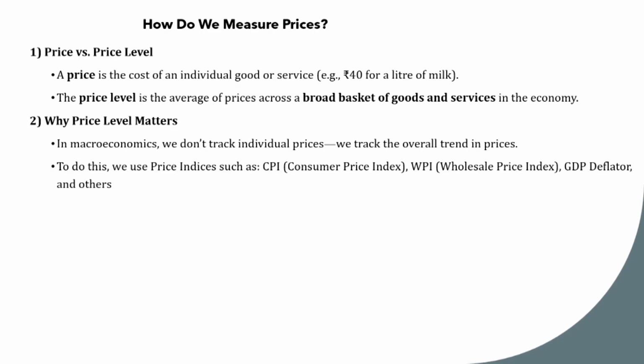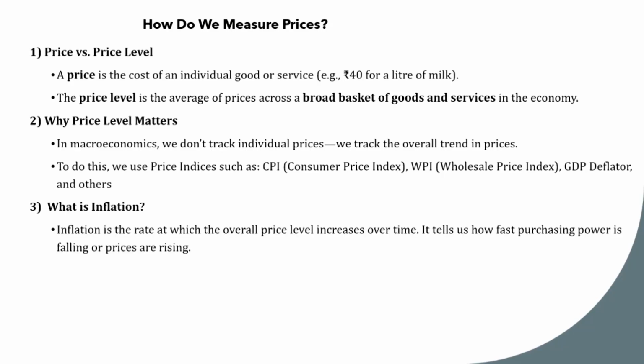Further, why does it matter? In macroeconomics, we don't track individual prices, because we are dealing with aggregate indicators. Here we track the overall trends in prices. To do this, we use price indices such as consumer price index, wholesale price index, GDP deflator, and others. In this context, let's start by defining inflation. Inflation is the rate at which the overall price level increases over time. It tells us how fast purchasing power is falling or prices are increasing.